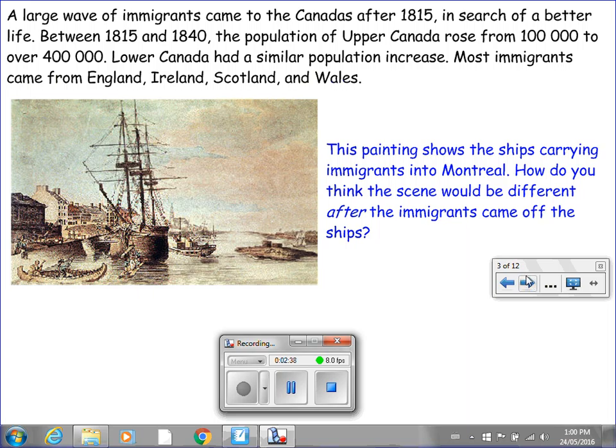Now here's a question for you to consider. How do you think the scene would be different after the immigrants came off the ships? Because we don't see, at least we don't see clearly, anybody coming off of the ships. So what do you think the people looked like after such a long journey on a cramped ship where disease no doubt spread quite easily?